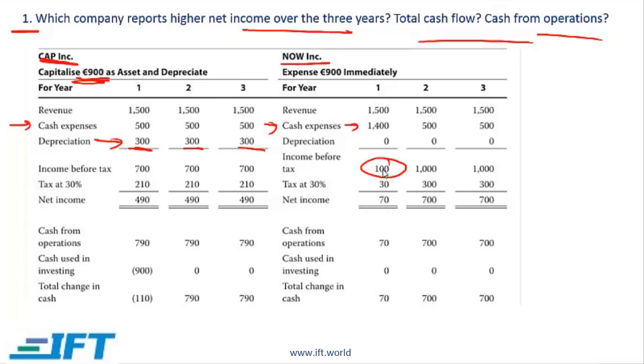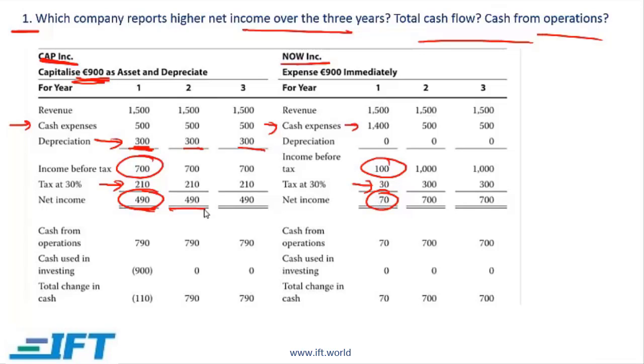The income before tax is only 100 for Now in year 1, and it is 700 for Cap. Okay, Cap has a higher income because only 300 is being taken as an expense. But then what about the tax? Cap is paying a higher tax over here because the earnings before tax is higher, whereas Now is paying a lower tax. Net income is 490 for Cap, and net income is only 70 for Now.